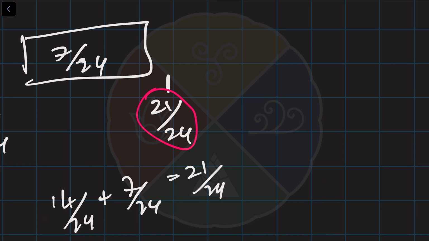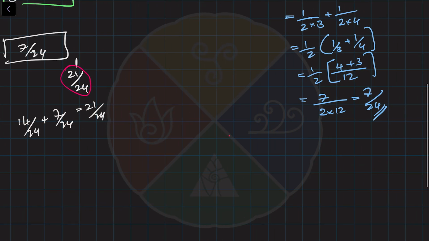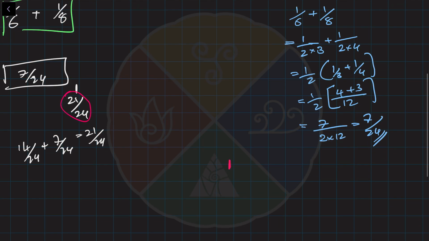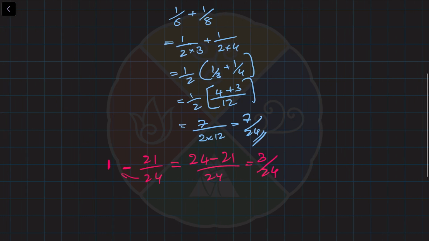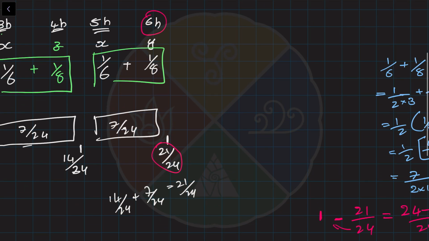Okay, now if you look at this value, this is much closer to 1. It is not yet 1. A little more work has to be done. The total work that has to be done was 1. And after the 6th hour, 21 by 24 work has finished. Now how much work is left? 24 minus 21 by 24, 3 by 24 work has to be done. 3 by 24, if I simplify, I'm going to get 1 by 8 work has to be done. Okay, so only 1 by 8 work has to be done.